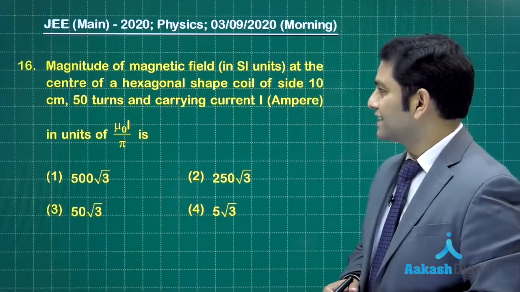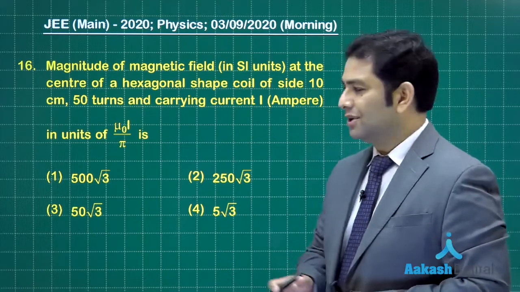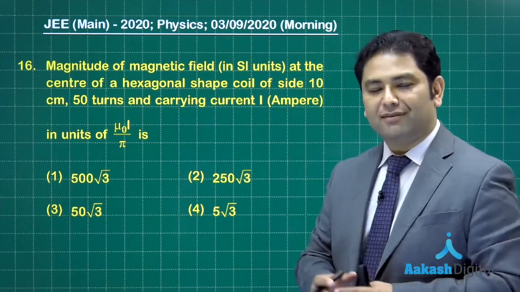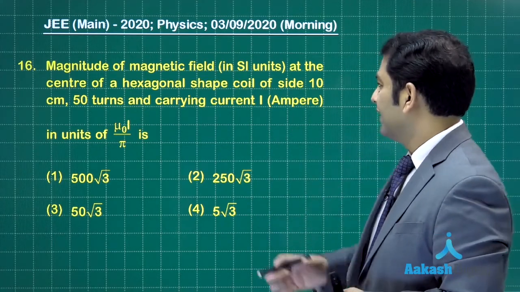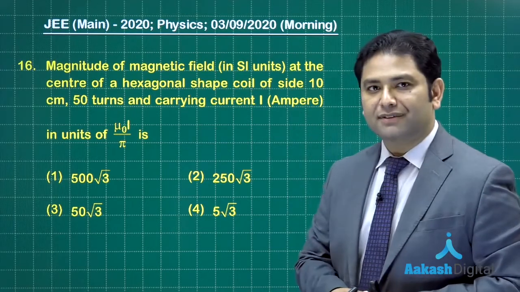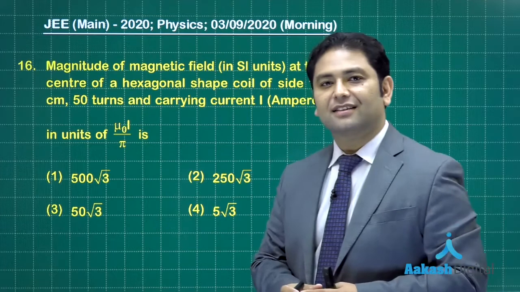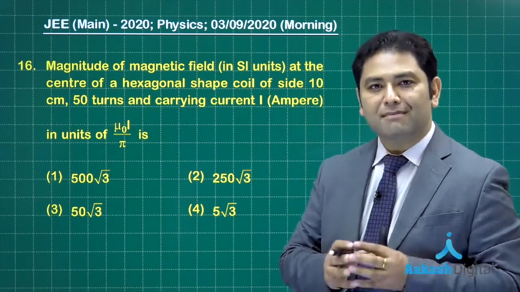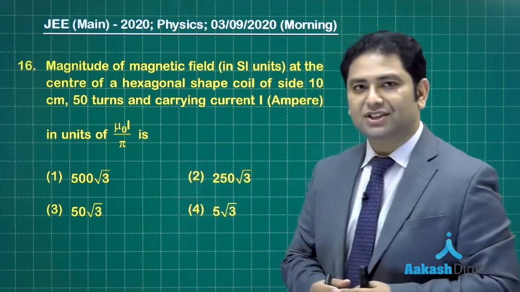Okay, question number 16. That's from calculation of magnetic field. We need to apply Biot-Savart's law. More specifically, we have a ready-made formula for that. There is a hexagon and the side of the hexagon is given. I'll be calling it by L. The number of turns, that's also been given. And we are asked to compute the magnetic field at the center in units of this much.